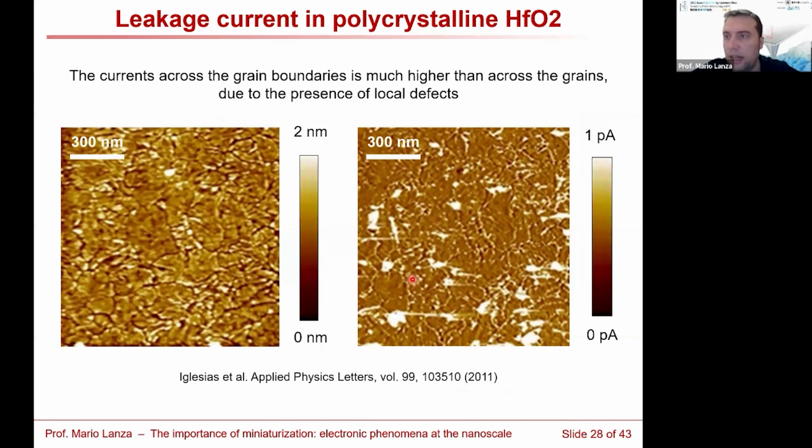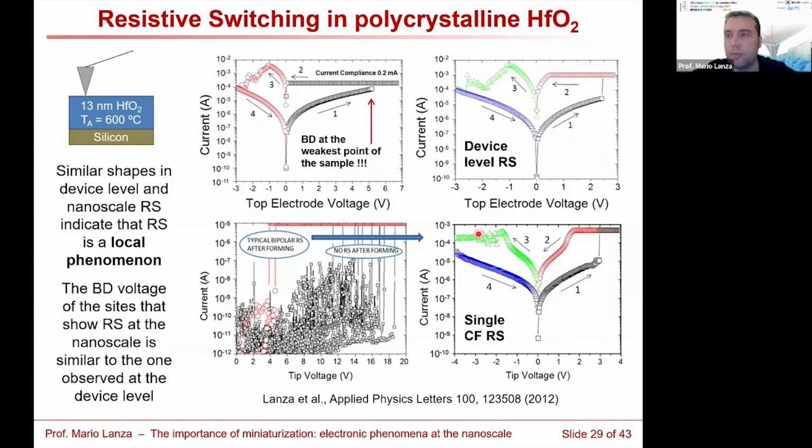We have also analyzed samples that are very polycrystalline with a conductive atomic force microscope, and we can see that the grain boundaries show much higher current than the grains in the hafnium oxide. So actually, if now we try to make memristors with this sample, the memristor that is inside the grain and the memristor that is at one grain boundary will show very different properties. And actually, this is what we did in the next experiment.